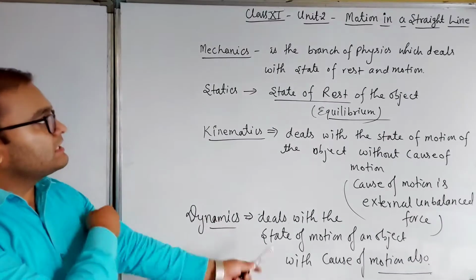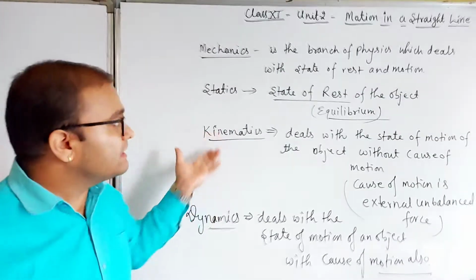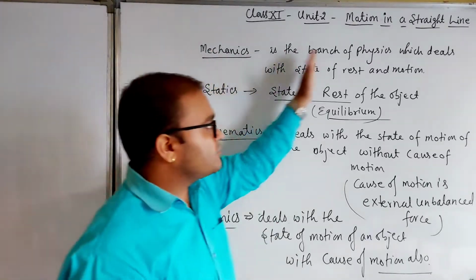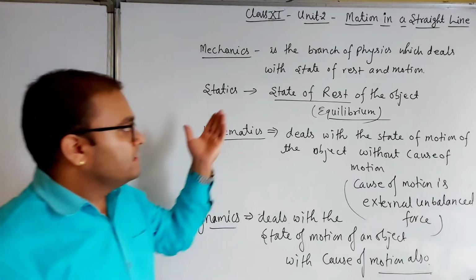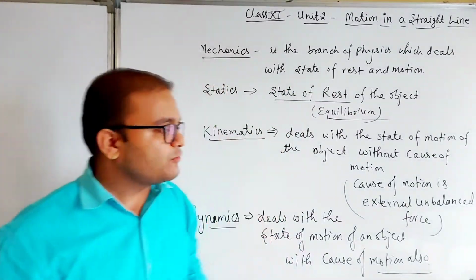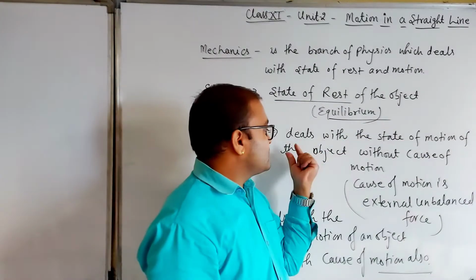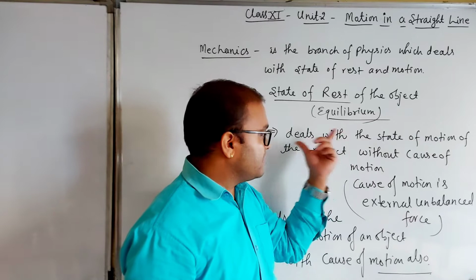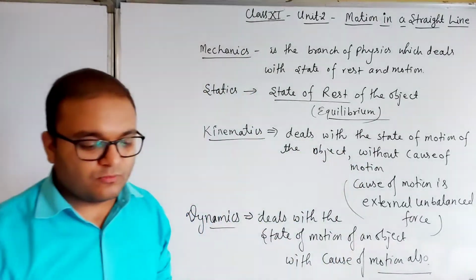So these are the basic things about this chapter. Mechanics is a branch of physics which deals with the state of rest and motion. Statics deals with the state of rest of the object, means equilibrium position of the object. Kinematics deals with the state of motion of the object without the cause of motion, means no cause of motion.